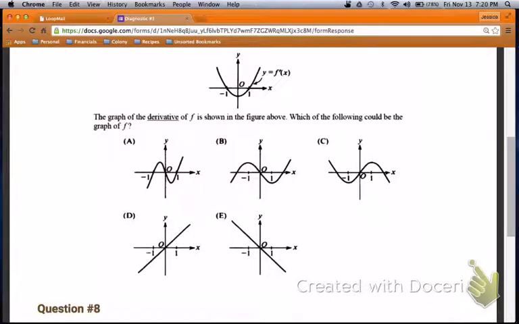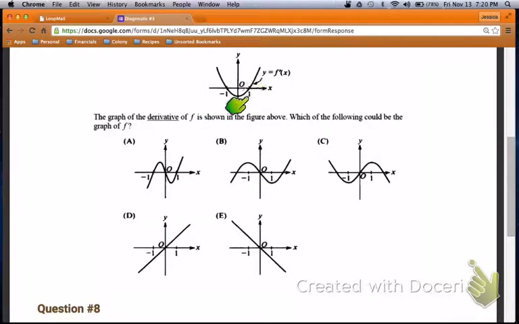Question 8. The graph of the derivative of f is shown in the figure above. So this is f prime of x. Which of the following could be the graph of f? So essentially this is kind of like a process of elimination, making sure that you can understand what the graph of f prime is asking you and translating that to what it could mean for the original function.